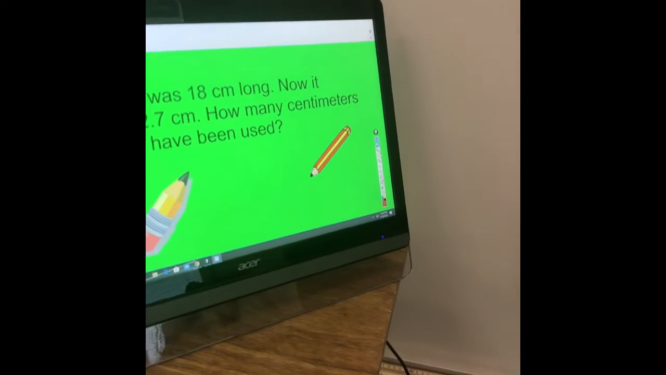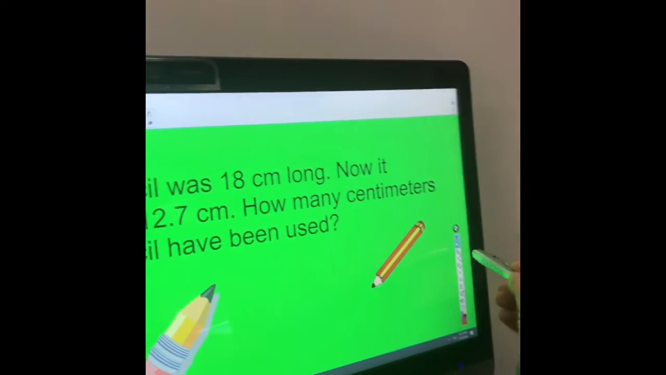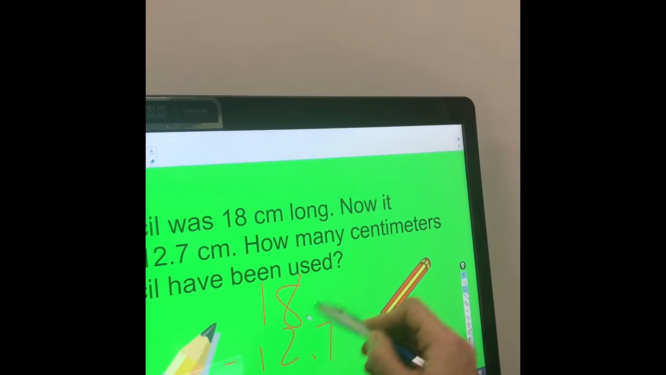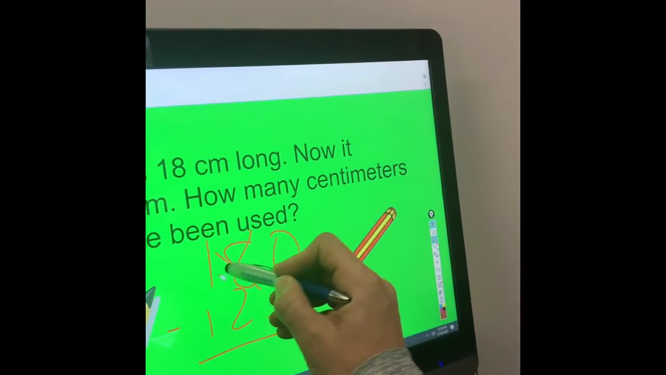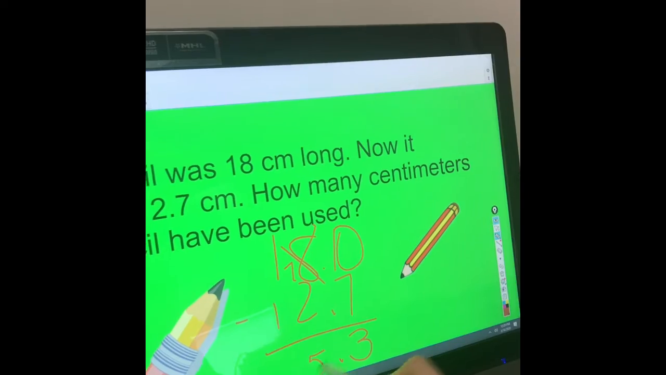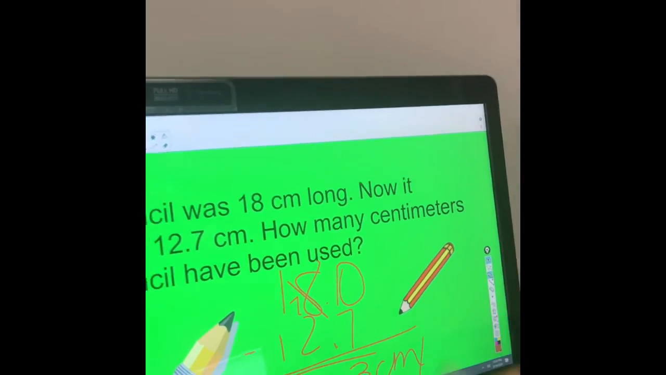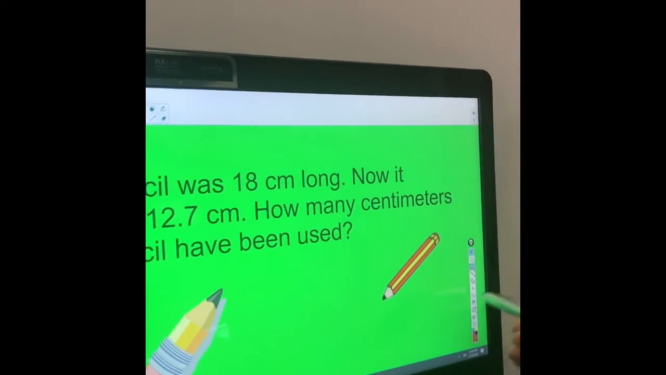So you would obviously subtract 18 minus 12 and 7/10, and you have to add that 0. 5 and 3/10 centimeters is your answer. Well, that was way easier than it should have been. All right, let's see what else we've got here.